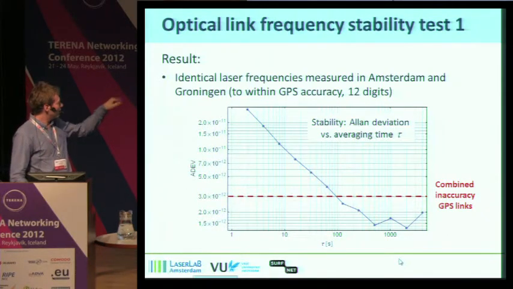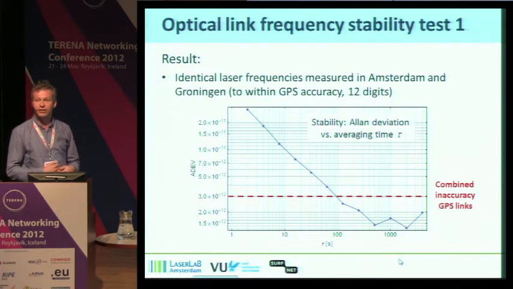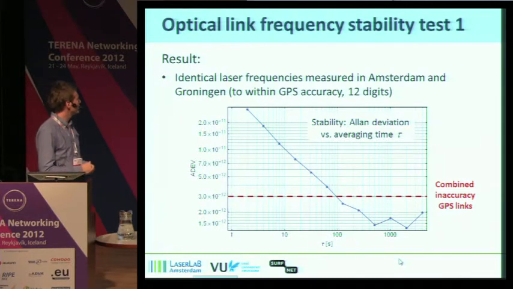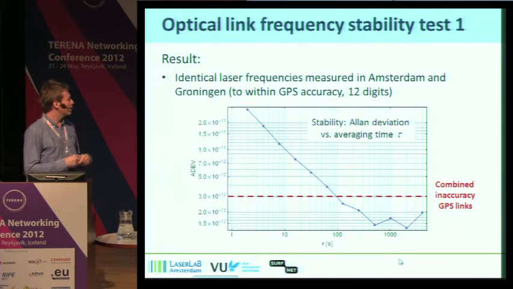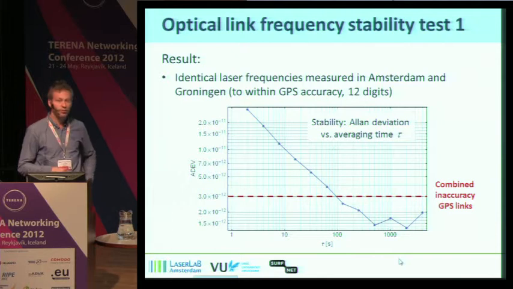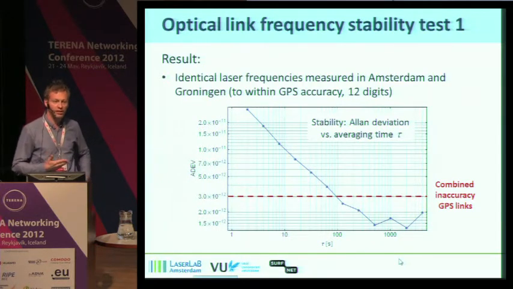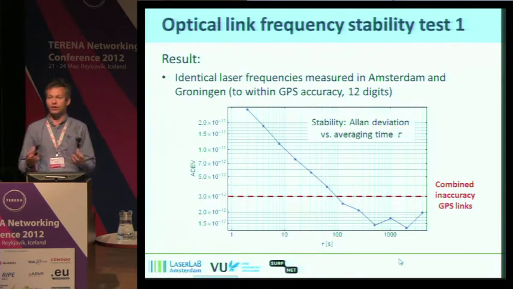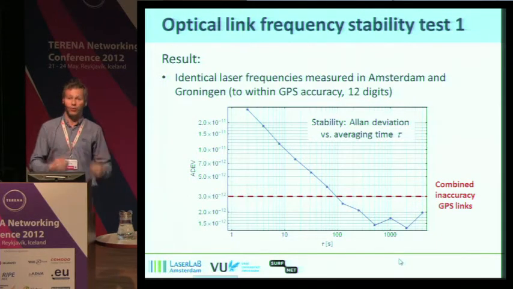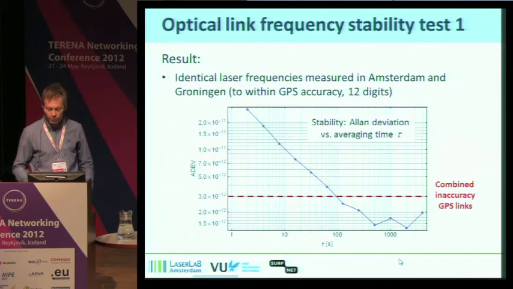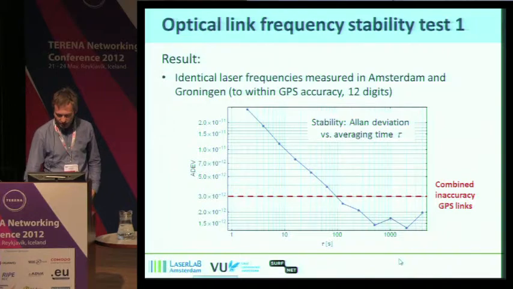And this red dashed line indicates the accuracy of the GPS system. So we see that our optical clock comparison goes just below the GPS specification and then starts leveling off. And we can't really tell whether it's GPS that's limiting us or whether it's the optical fiber. But at least it's as good as GPS. Well, can we say more, perhaps?